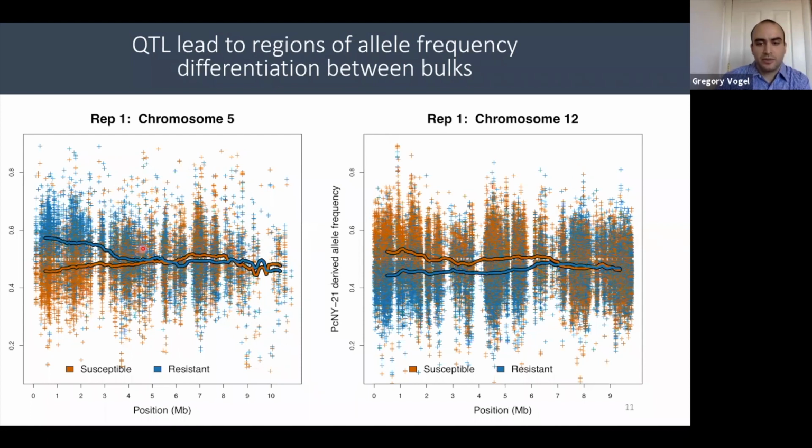We also saw examples of the opposite, where the resistant pool was enriched for alleles coming from the susceptible parent, showing that in this population, both of the parents were sources of alleles that conferred increased resistance.